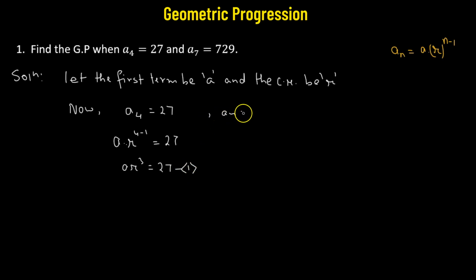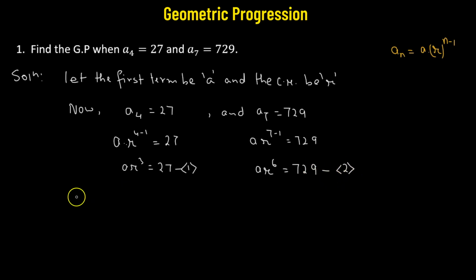Also, we are given that the seventh term is 729. So that means we have a times r raised to the power of 7 minus 1. So that's 729, and this is going to give us a times r raised to the power of 6, which is equal to 729. We're going to label this as equation number 2. We will divide equation number 2 by equation number 1. And this is going to give us ar raised to the power of 6 divided by ar cubed equals 729 divided by 27.